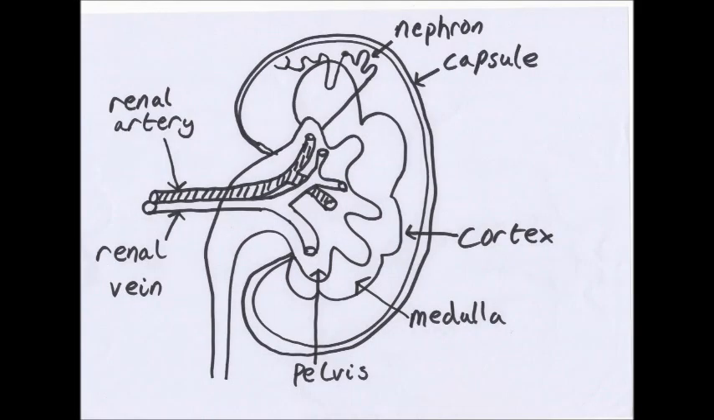Now, the kidneys are part of the renal system. Renal is kidneys. Here is a kidney. The main parts are the capsule, which is on the outside of the kidney. Then you have the cortex, then the medulla, and then the pelvis.